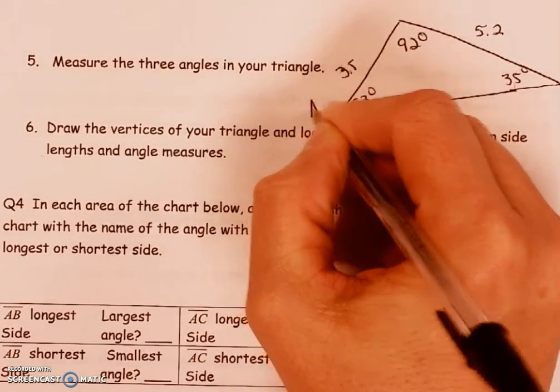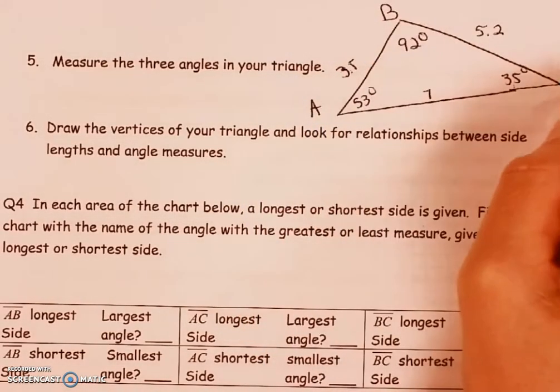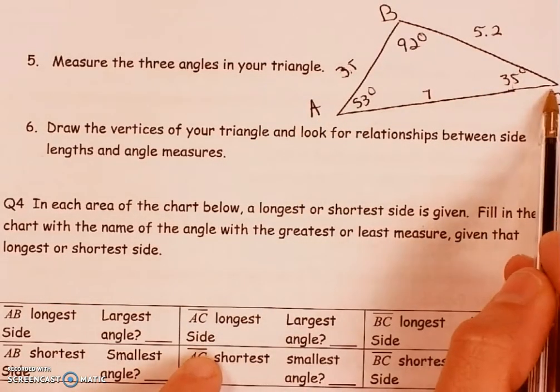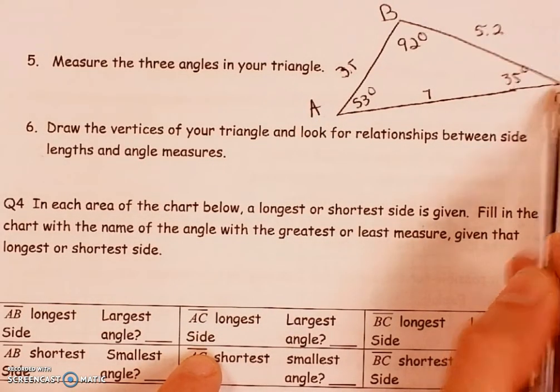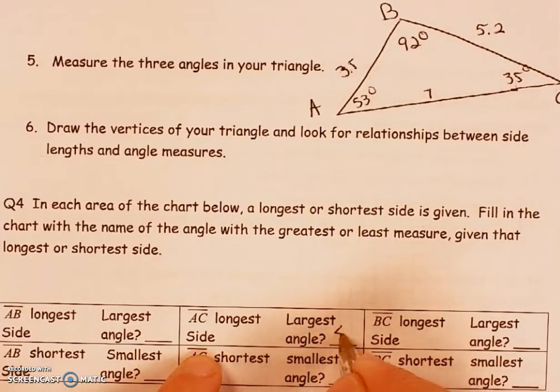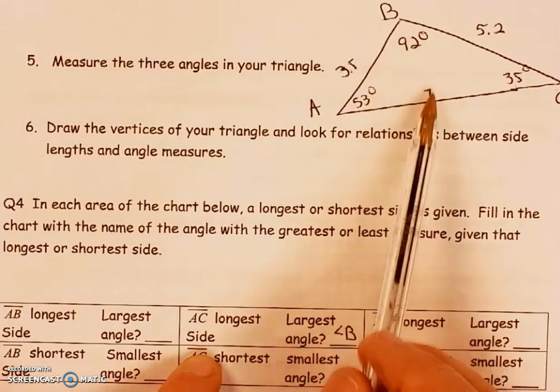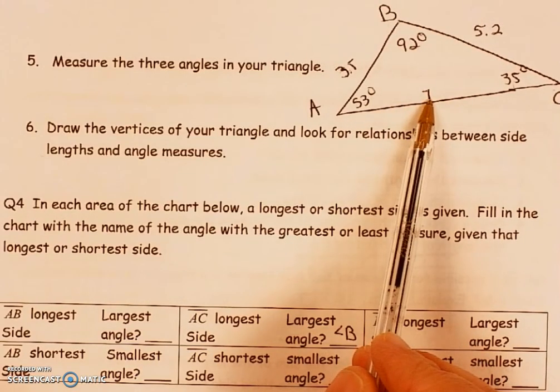Let's take a look. We've got A, B, and C. What we're looking at is the relationship between the angle and the side it is across from. So let's take a look in here. When AC is my longest side, take a look at what the largest angle is. It is angle B. And what's the relationship between these two? The relationship is this angle is across from this side.